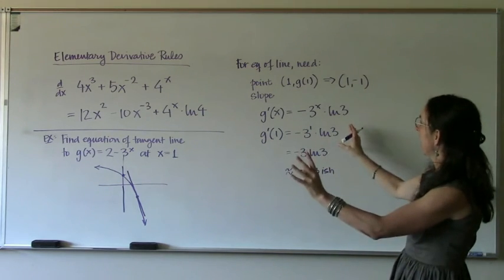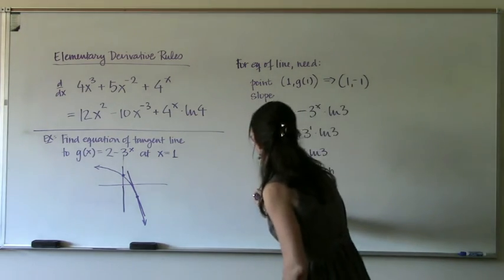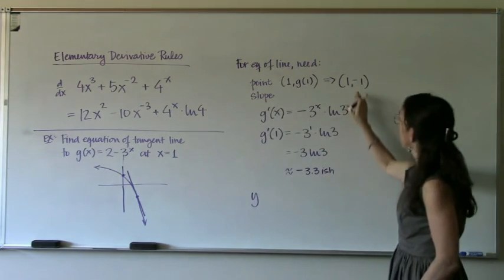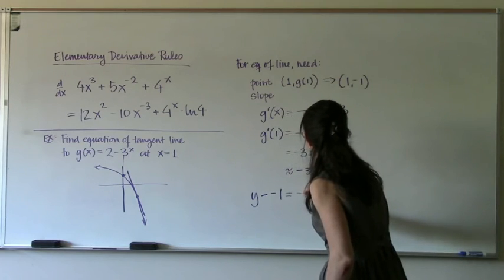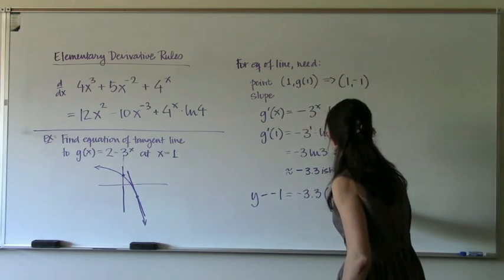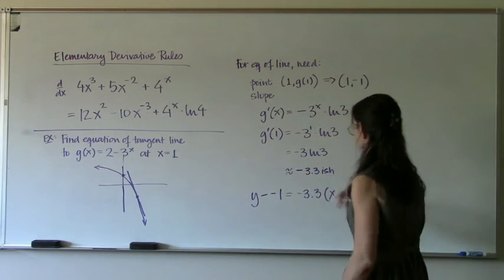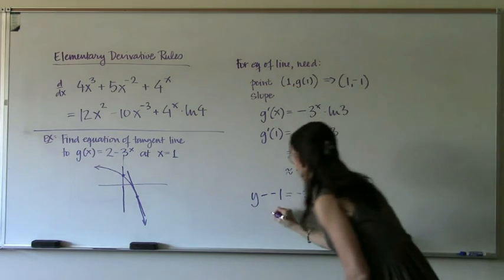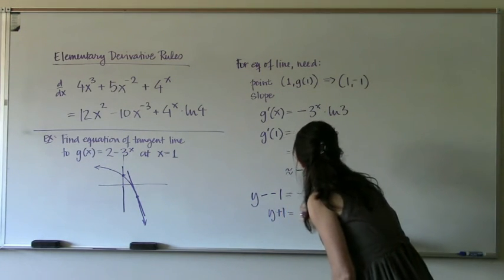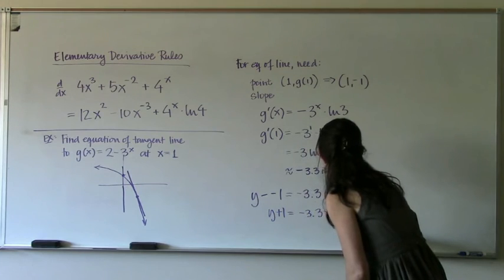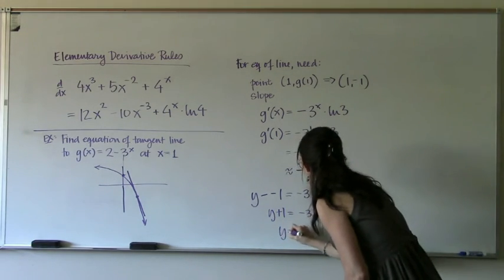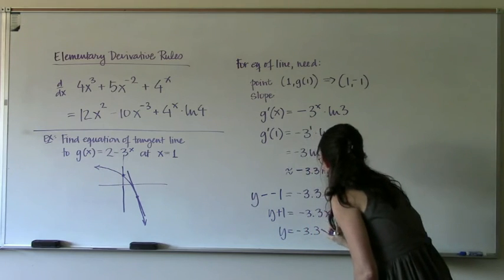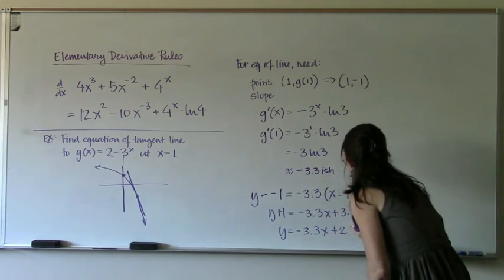So if we put it all together, the equation of the tangent line is y subtract the y part of the point is equal to the slope times x minus the x part of the point. So you get y plus 1 is equal to negative 3.3x plus 3.3, and if you subtract 1, y is equal to negative 3.3x plus 2.3.